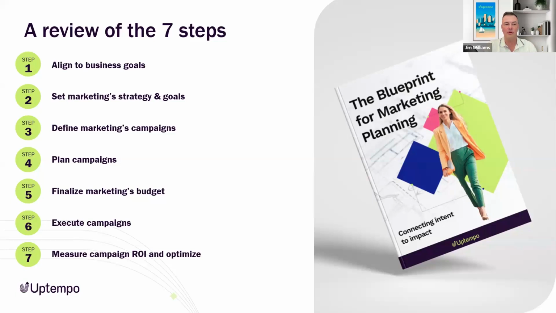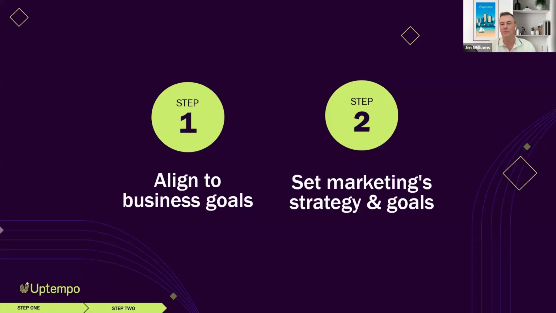So these are the steps we're going to go through, everything from aligning the business goals, to setting your strategy, to defining your campaigns, planning them, fitting the budget into those plans. How do you execute? What do you need to keep in mind when executing your campaigns? And how to better measure your campaign ROI so you can optimize over the course of the forthcoming year. These are the 7 steps that I am excited to go through. And so to start that, I am going to hand off to Bruce to talk about steps 1 and 2.